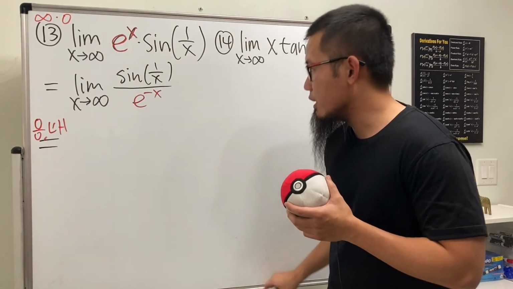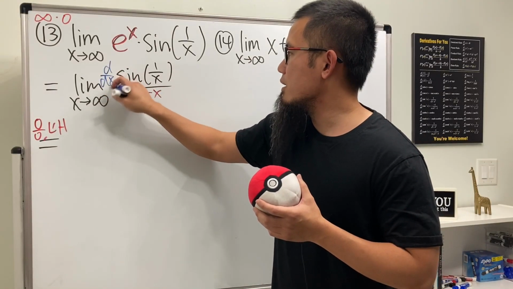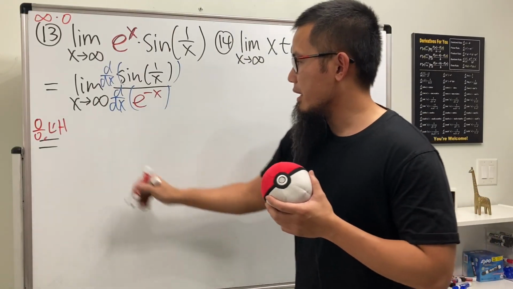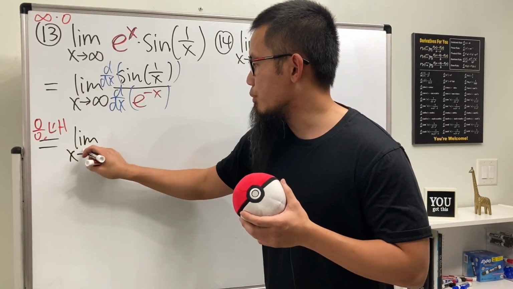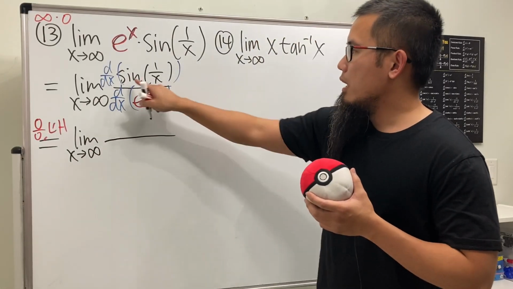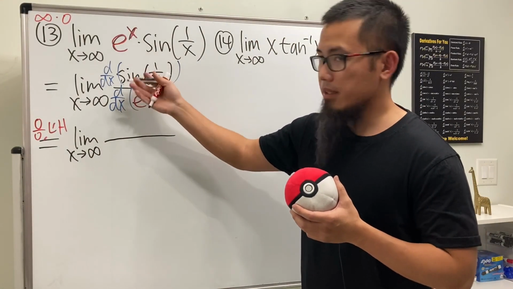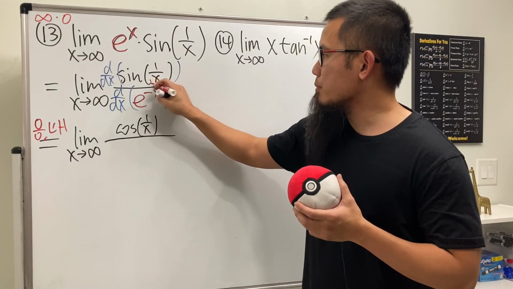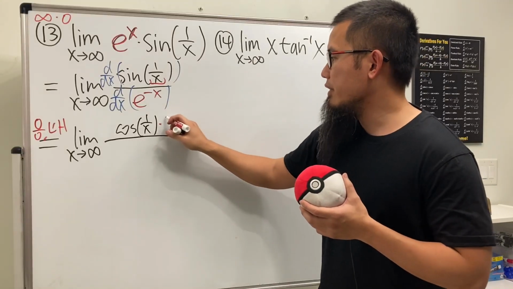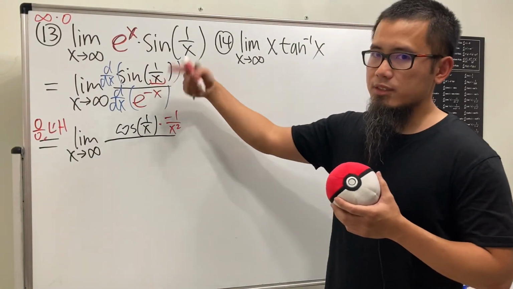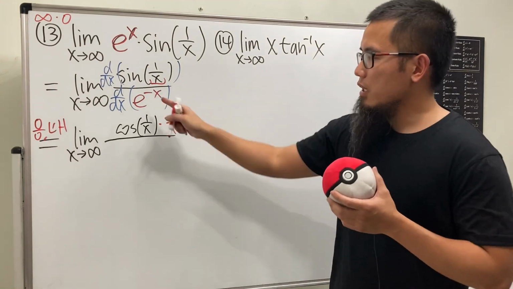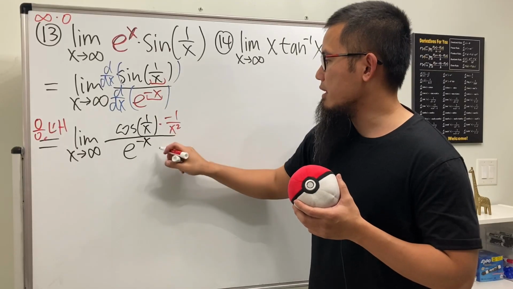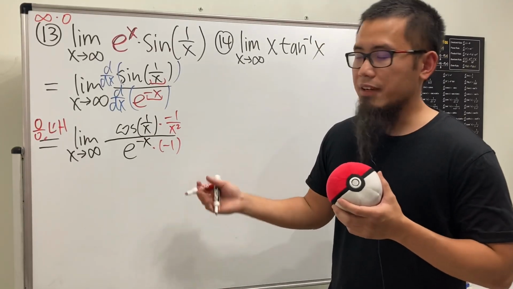So it's all good. Go ahead and do d/dx here and d/dx here. So let's see what we get. We have the limit as x approaching infinity. Here we have sine, and the derivative will be cosine, and the input stays the same. And remember, multiply by the derivative inside, which will give us negative 1 over x squared. Write this as x to the negative 1 power, and you'll get that. Differentiate the bottom, we get e to the negative x, but multiply by the derivative of this, which is going to be negative 1. So that's what we have.